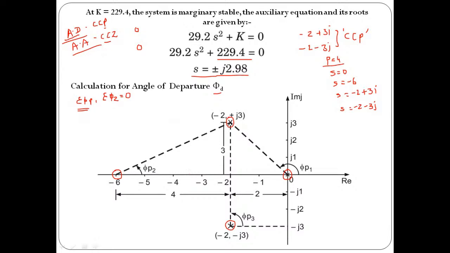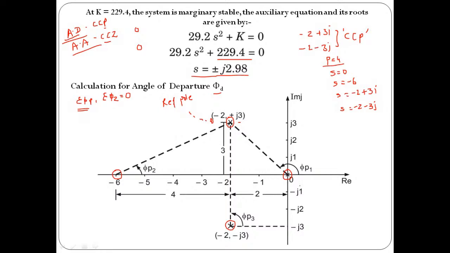So what we need to do is, first of all we need to indicate the poles in the S plane, and then based on the complex conjugate pole, it may be -2 plus 3j, or it may be -2 minus 3j. Out of these two, we have to consider any one of them as a reference pole. Suppose I consider this to be the reference pole.